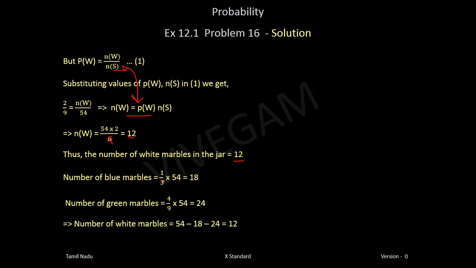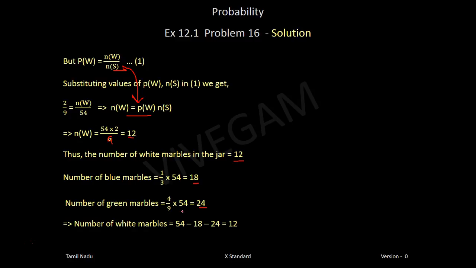So probability of getting a blue marble, we know it is 1 by 3, and total number of balls is 54. So 3 will go into 54 18 times. Now, number of green balls is again the same thing, probability of getting a green marble into total number of balls. So 9 will go 6 times, 6 4s are 24. We know total number of balls is 54.